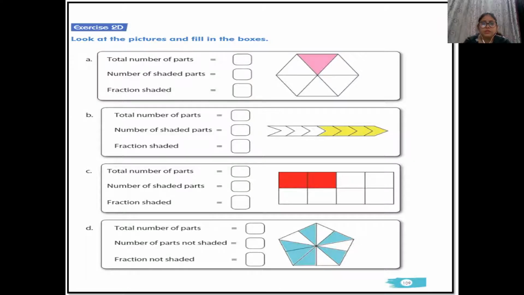So in the first figure, question number A, total number of parts. How many parts are there? 1, 2, 3, 4, 5, 6. So the number of parts will be 6. Now how many parts are shaded? Only 1. So write 1. So what will be the fraction? Shaded parts upon total parts. So it will be 1/6.